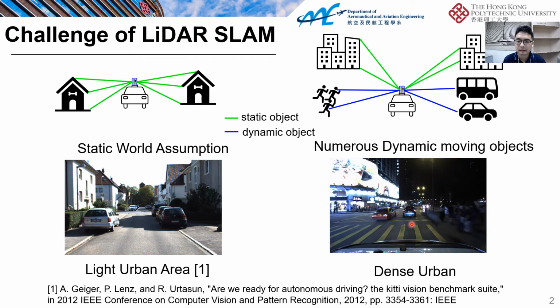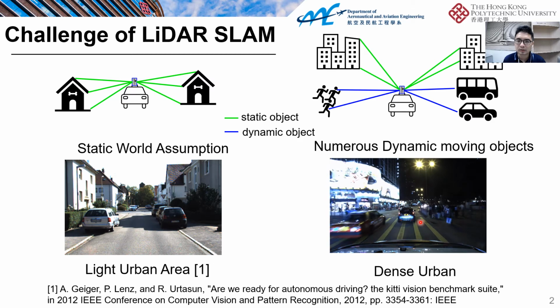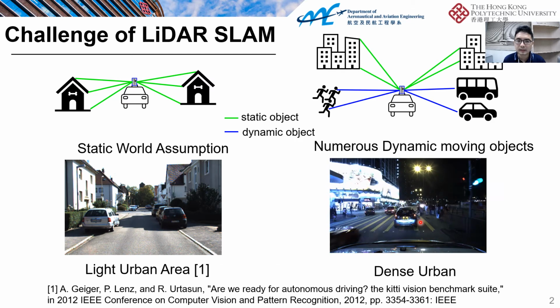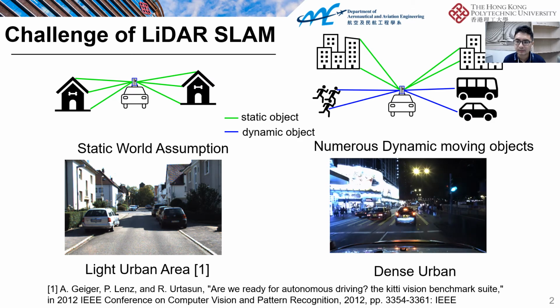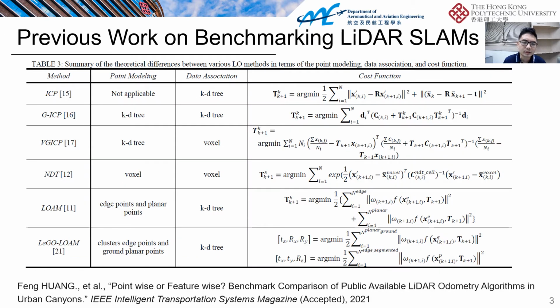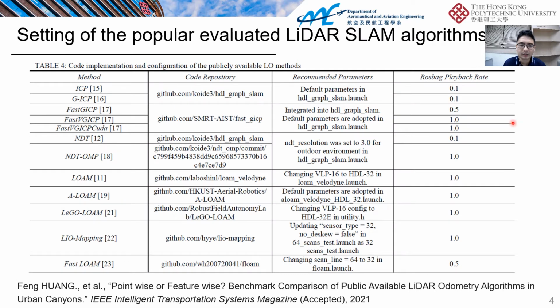You can see it's a busy crossroad here. But how is the performance of LiDAR SLAM in such areas? According to our previous work on benchmarking LiDAR SLAM based on the urban chaos, the theoretical differences of the state-of-the-art LiDAR odometries are analyzed here. So we have analyzed the point modeling, the data association, and the cost function here. And we also evaluated the publicly available LiDAR SLAM algorithms.